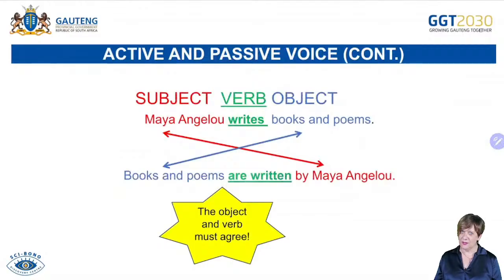Books and poems, and now we have a plural. Remember, Maya Angelou is singular. That's why it said writes with an S. But books and poems are plural, which means we can't use writes anymore. And because we're drawing in the passive voice, our verb has a little bit of a different form. And we're not changing the tense. We're just using a different form. Are written by Maya Angelou.